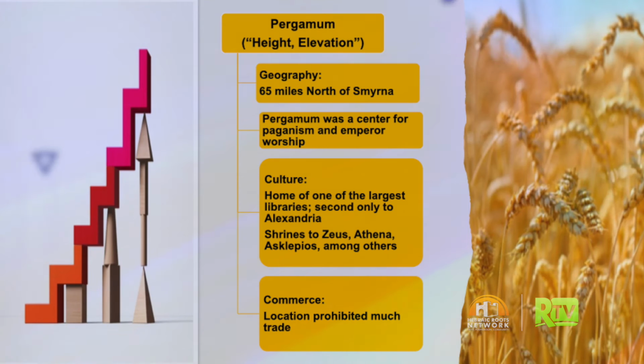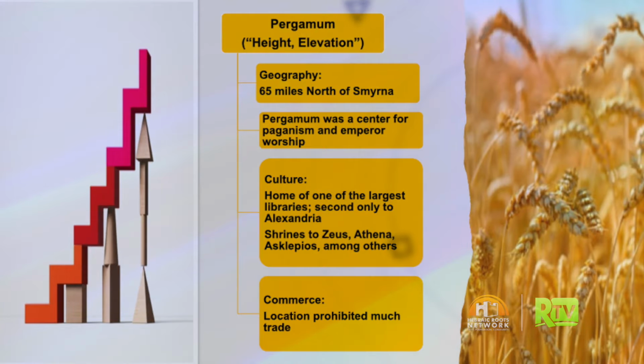So if we think about Pergamum, it means height or elevation. So again, you think about that first fruits and elevating that barley harvest for the first fruits. And then we think Pergamum was the center for paganism and emperor worship. It was home to one of the largest libraries, second only to Alexandria. And it had shrines to Zeus and Athena and Asclepius, among others.